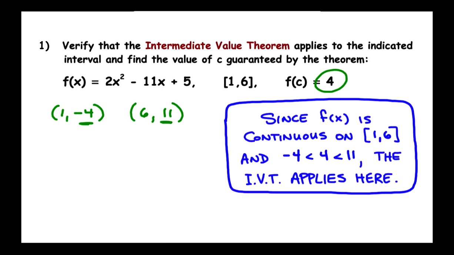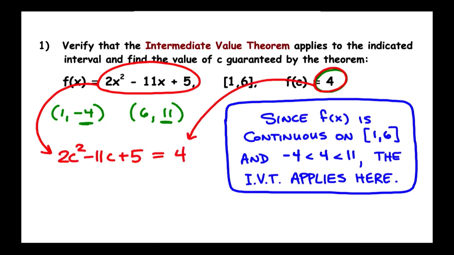All right, there's that. And now let's find the value of C, guaranteed by the IVT. We'll take the actual equation and we'll set it equal to this 4. Again, notice that x's turn into c's for absolutely no mathematical reason. Let's get a 0 on the right-hand side. I'm going to subtract 4 from both sides.